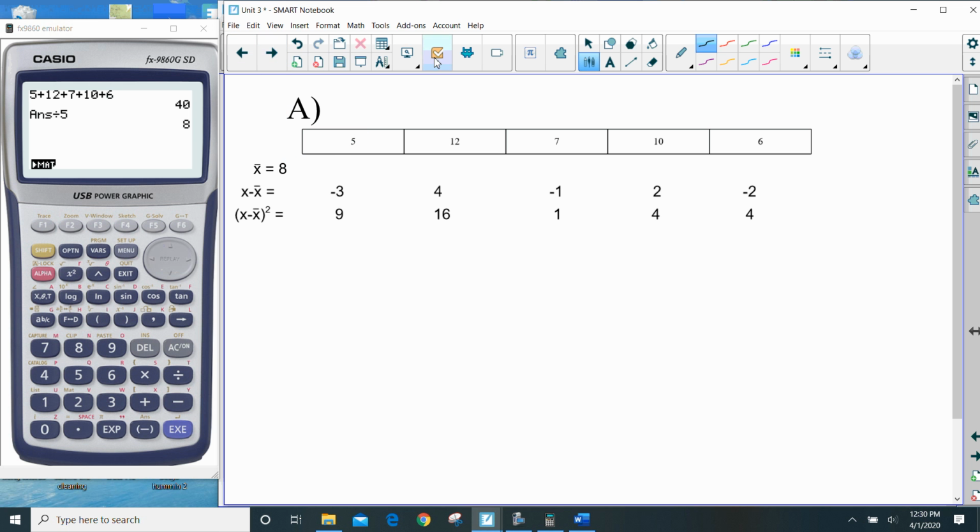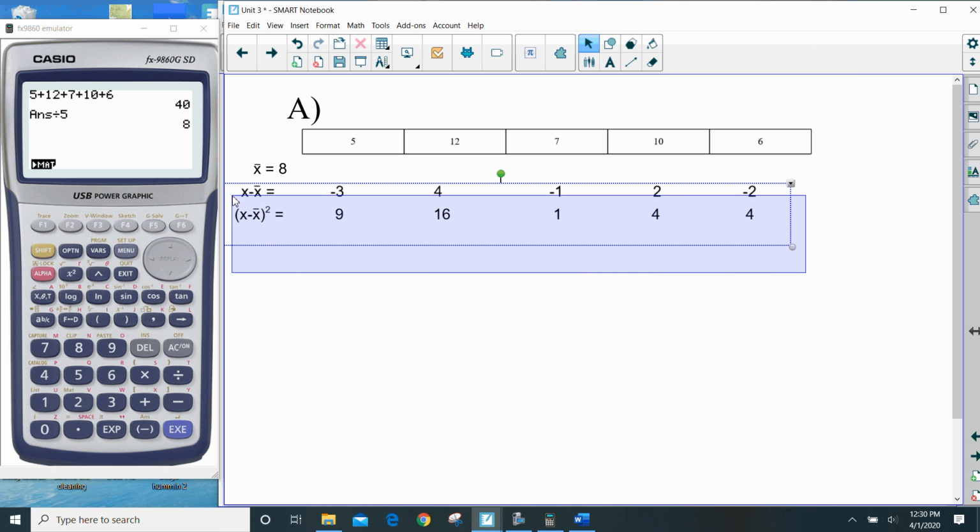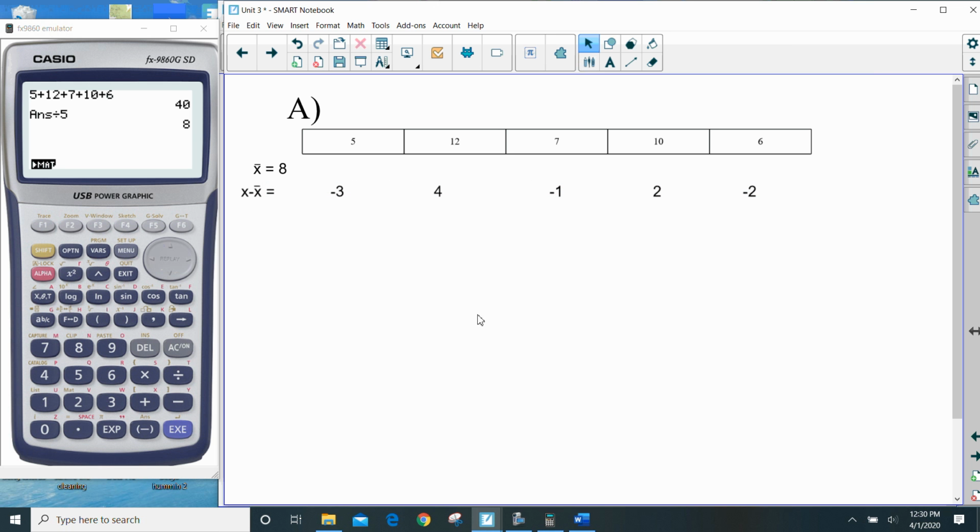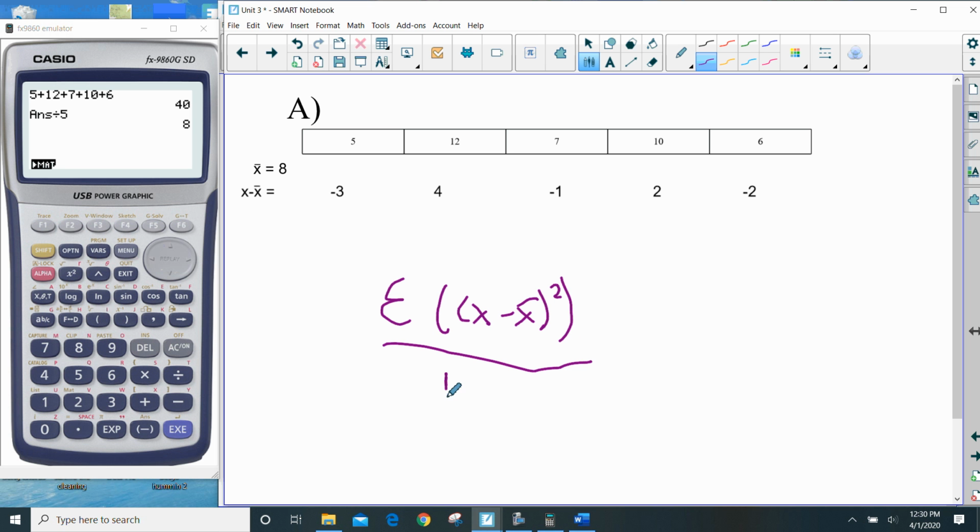Oops, kind of jumped ahead there. Let me delete this row right here. So you got X minus X bar. What we're working towards is the sum of X, your list, minus X bar, the average, squared. And then this is going to be divided by n minus 1. All right, you get the idea. N minus 1.